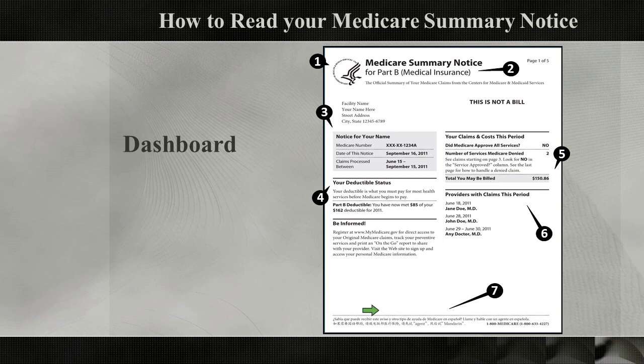The final important part of the dashboard is information regarding language services found at the very bottom of the page. If you would like to receive help in a language other than English, call 1-800-MEDICARE and ask for an interpreter.